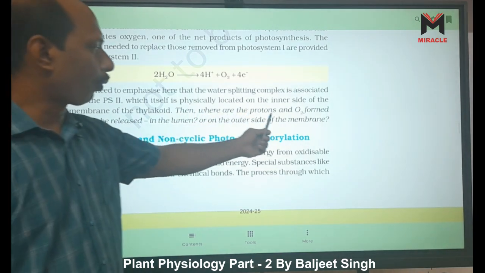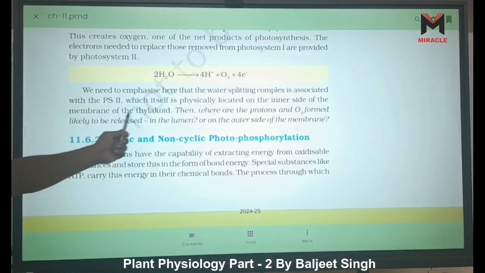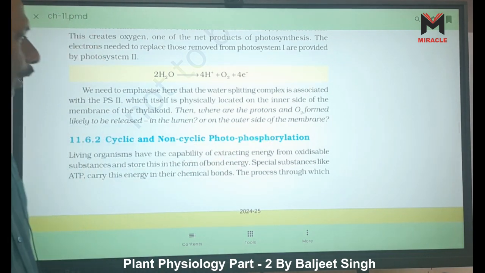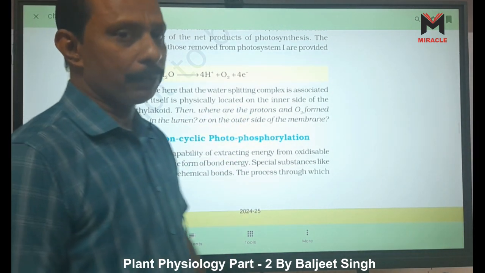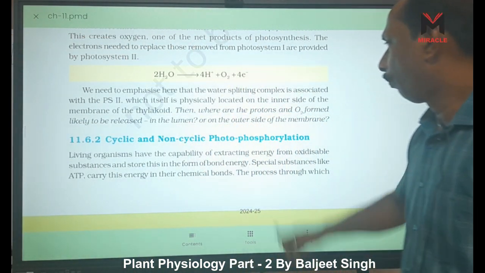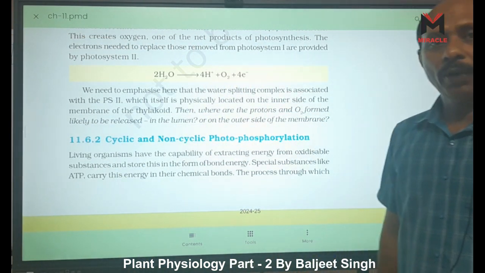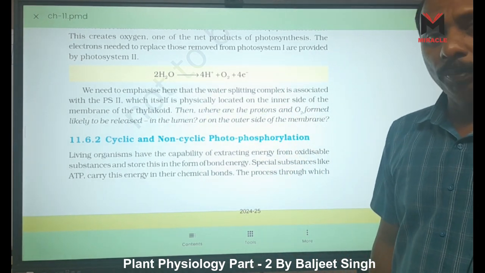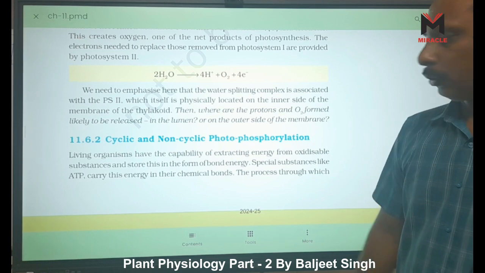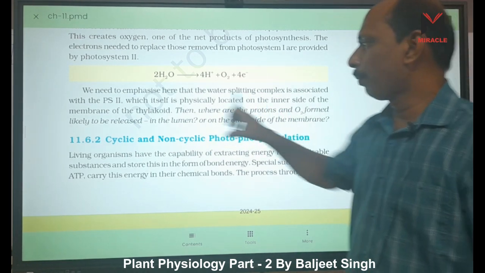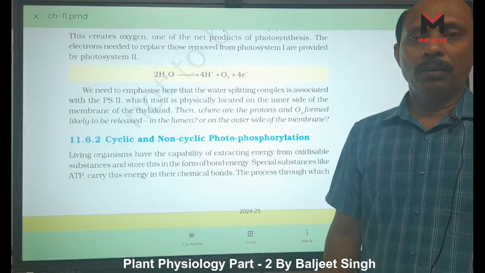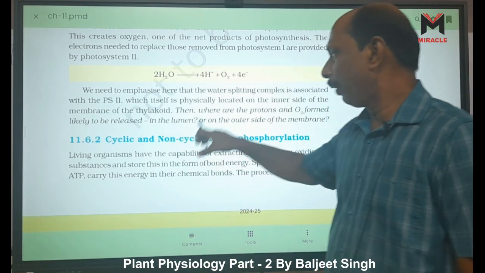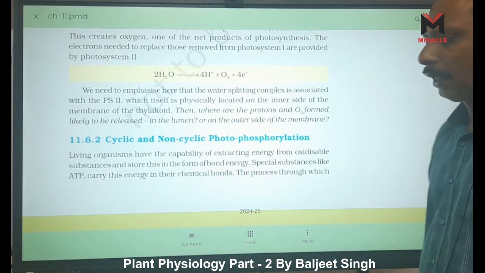Then where are the protons and oxygen formed likely to be released? In the lumen or on the outer side of the membrane? Look here, where are the protons? Protons means H plus ions. They are formed inside the lumen. Why are they formed inside the lumen? Because PS second is located inside the lumen, that is toward the inner membrane, right? So they are formed inside the lumen, not in the stroma. They are not on the outer side of the membrane.